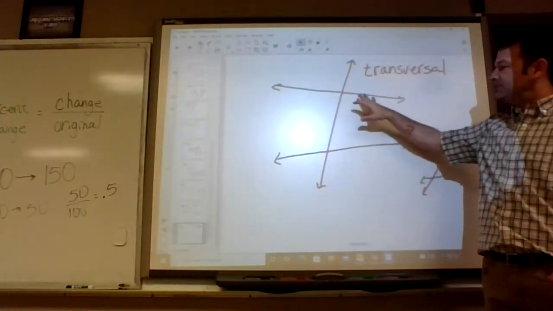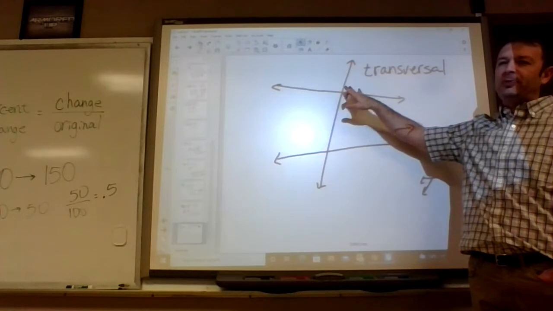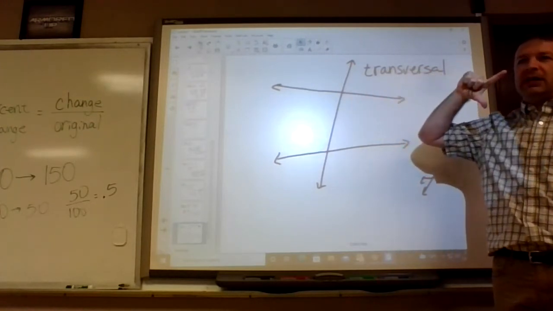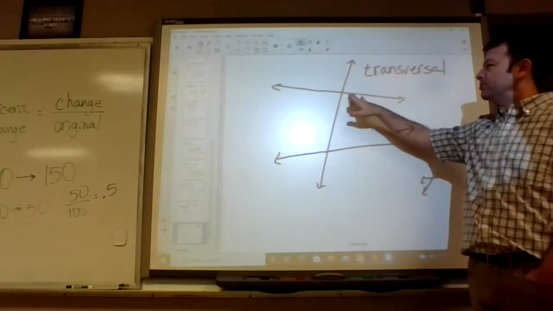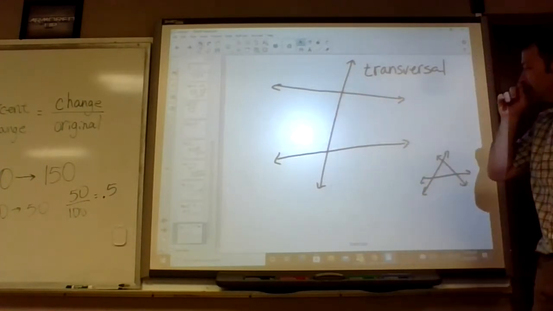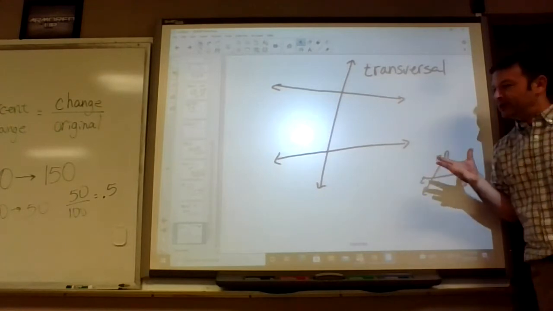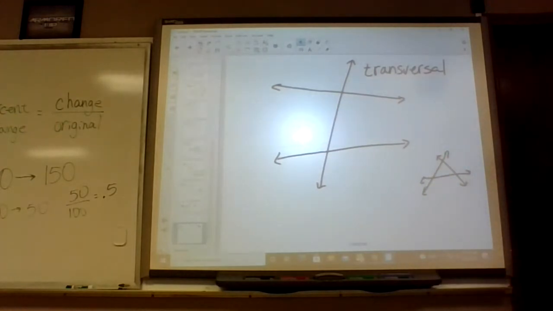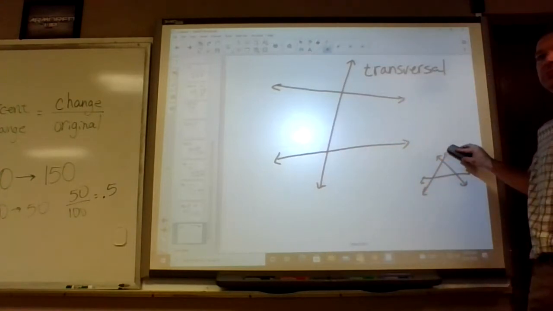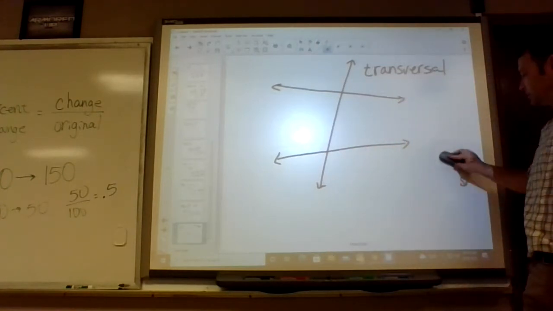Also, you can't assume that lines are perpendicular. What does perpendicular mean? Crossing at 90 degrees. This doesn't look quite perpendicular. It looks close, but even if it did look like it was, you don't know for sure unless they tell you. They usually use the little box symbol.